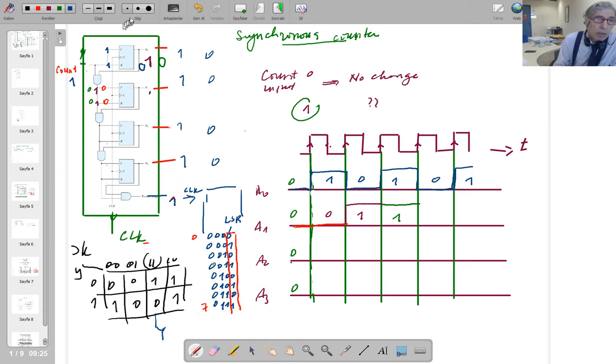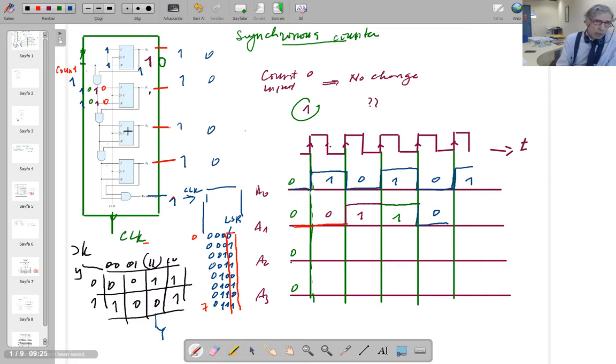So let me clear this. This is not 0. If you look here, before the fourth clock pulse, my A0 value is 1. So this one is going to be 1, 1. When it is 1, 1, it's going to toggle. It was 1 before, so it's going to be 0 next. So you can continue like that.